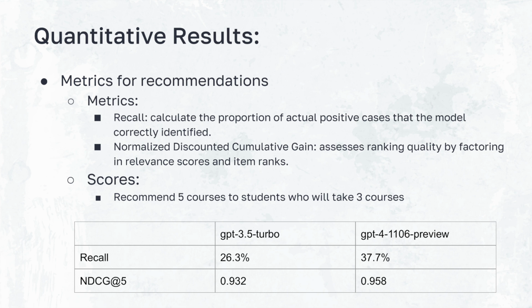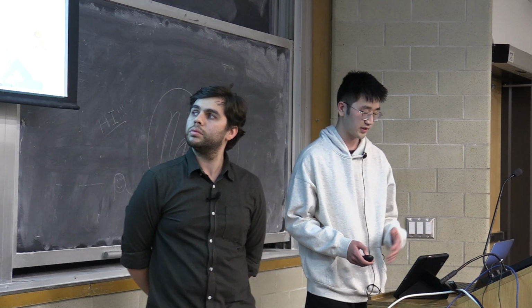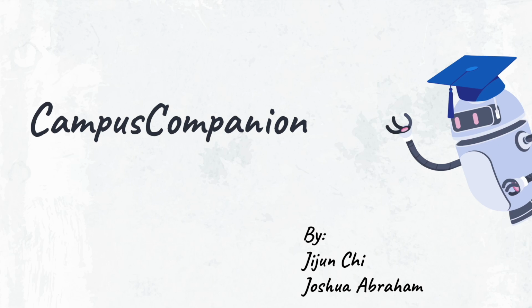As for NDCG, it's a score that ranges from 0 to 1. If the NDCG is higher, the more accurate our model is in ranking the relevance of these 5 courses. As you can see, our model did well in ranking. And we built a rating system. We rated over 30 different responses, from 0 to 5. 0 means failure, 5 means excellent, and most responses are good, but sometimes the model gave back bad responses because it doesn't understand course level.